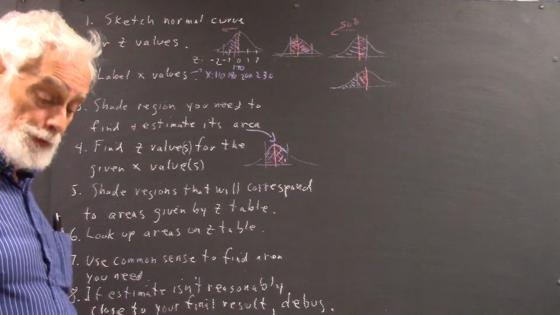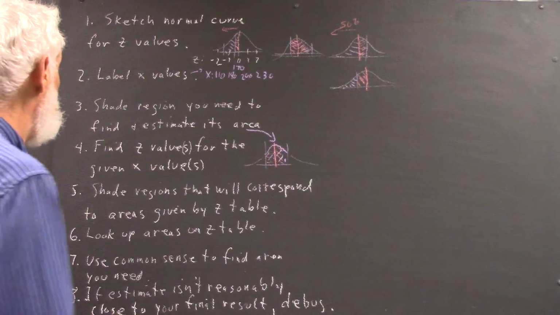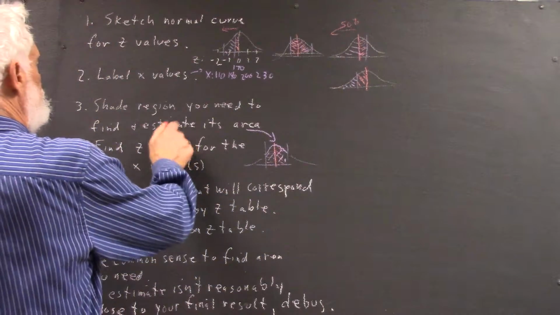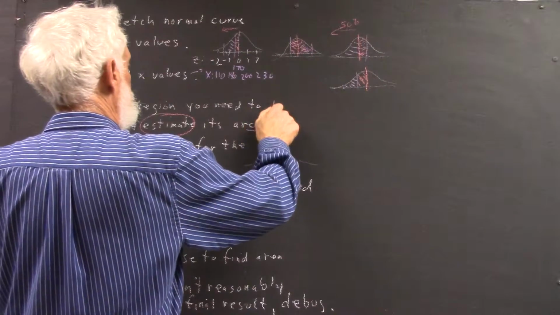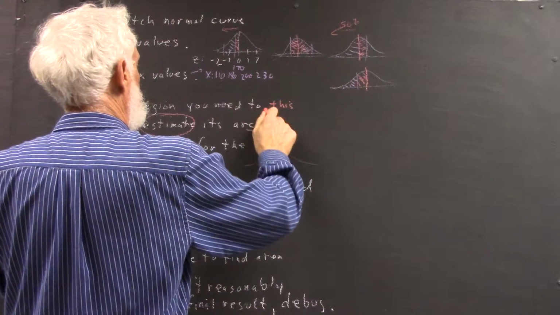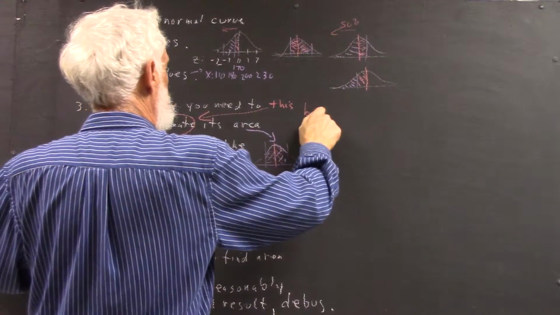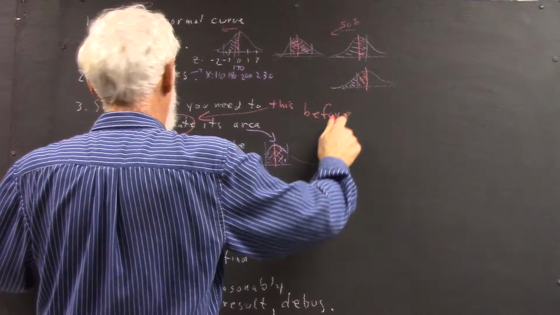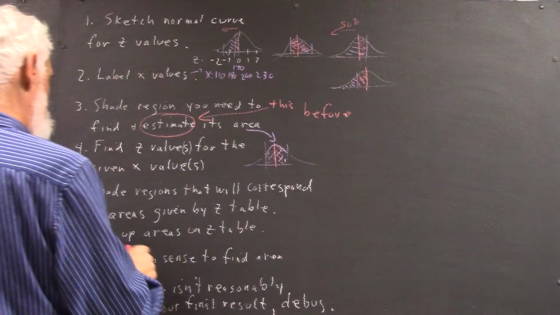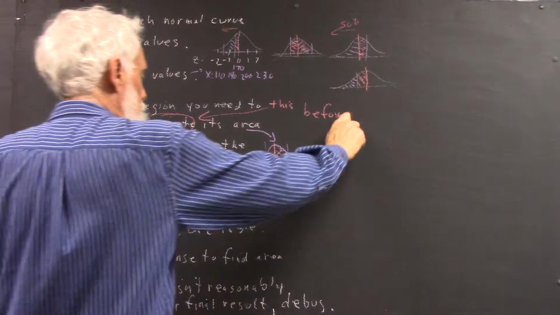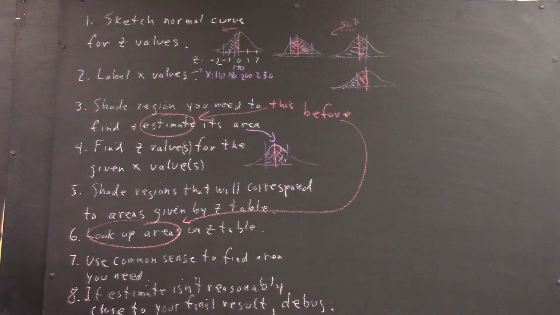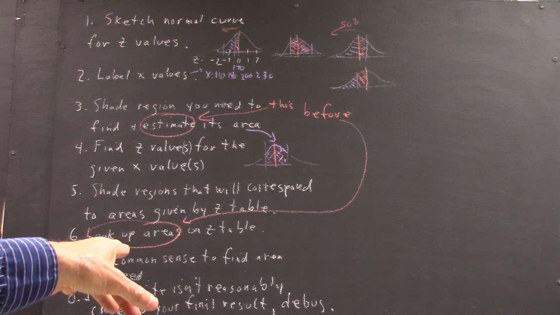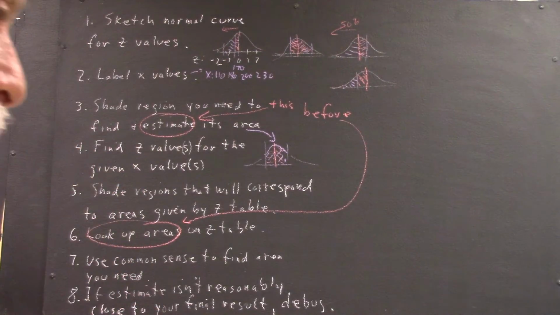The one thing I emphasize again, estimate before you look up the areas on the z-table. If you don't do that, you don't have the means to debug. You don't have as high a chance of getting it right.